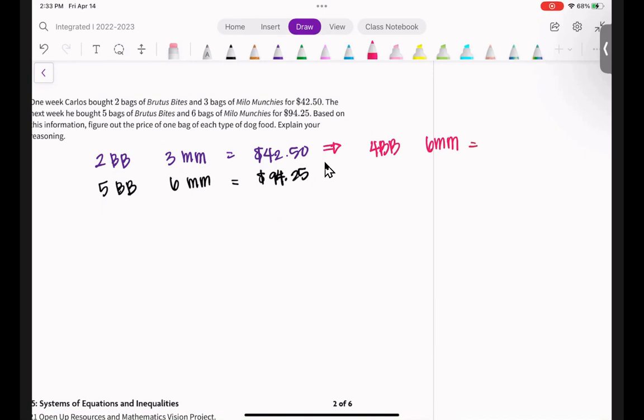And that would be how much? Well, how much is $42.50? Again, it would be twice as much to spend. So that would be what? $85, right? And then I'm going to compare that to this guy. I didn't do anything. So here I'm just going to remind you, I'm going to double this. And over here, I'm just keeping it the same. 5 bags of Brutus Bites, 6 bags of, oh, that's cool. Look, they're the same. And then so it was $94.25.